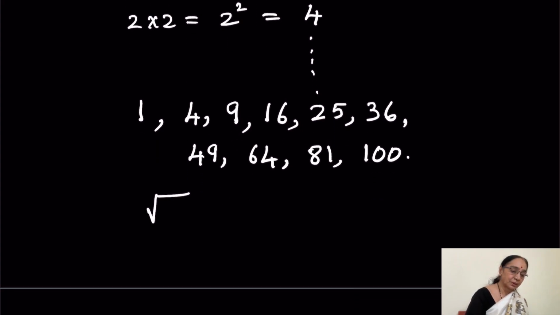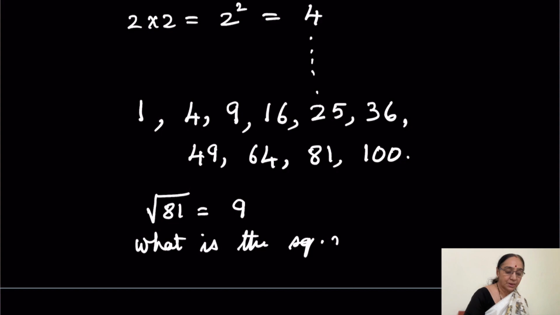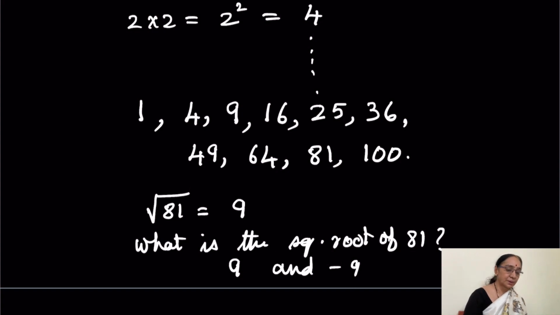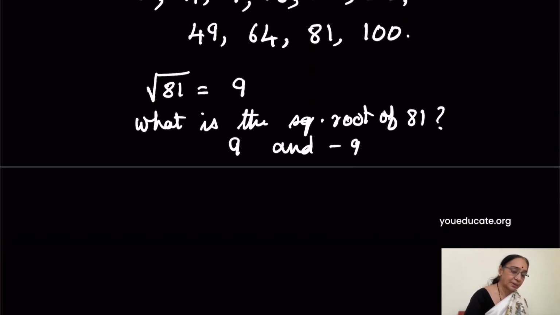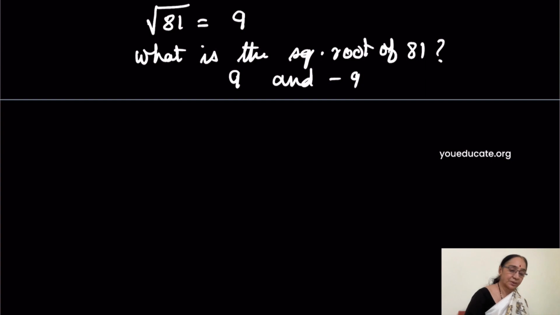Now when I write square root of 81, you just have to say 9. But when I put it in words like this, what is the square root of 81? Then you will have to give me the two answers, 9 and negative 9, both. You get it? So when it is asked in words, you give both the positive and negative square roots, whereas when the radical sign is used, you just give the positive square root.